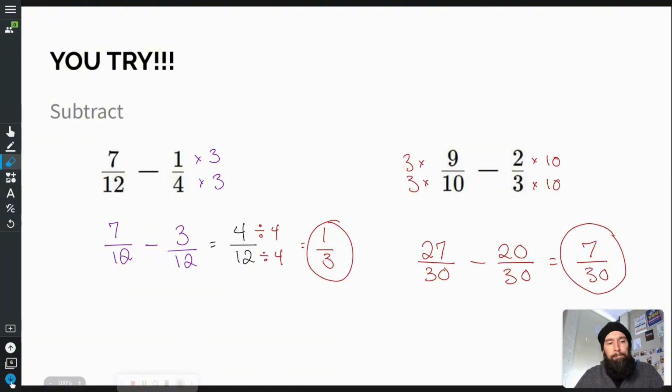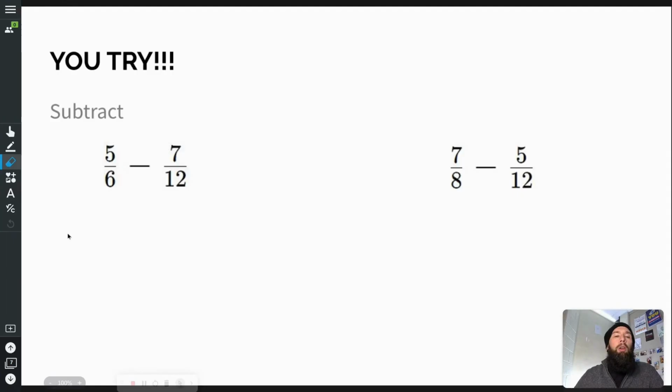Okay? Moving on. All right. Ooh, 6 and 12. There's similarities there. So I can easily turn 6 into 12 by multiplying it by 2. So I have to multiply both of those by 2, and you don't have to do anything here. So I have 5 times 2, or 2 times 5, same thing. You get 10. 2 times 6 is 12, minus 7 over 12.